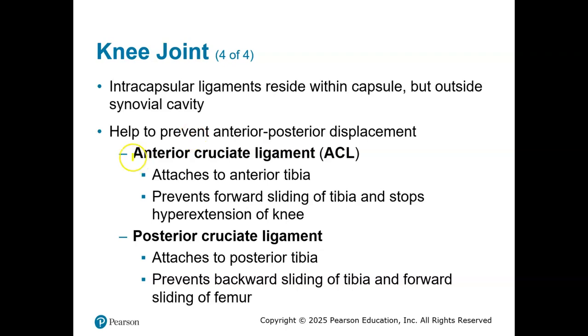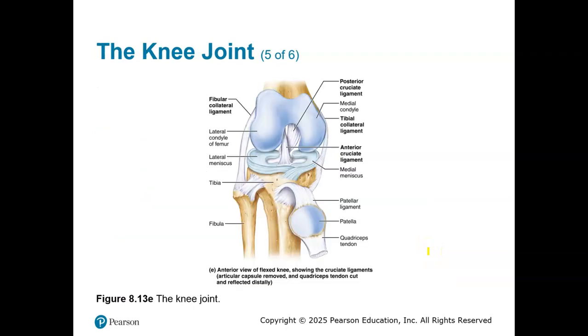The ACL, the anterior cruciate ligament, actually functions to prevent forward sliding of the tibia and hyperextension of the knee. It stops hyperextension of the knee. And the PCL or posterior cruciate ligament, where the ACL prevents forward sliding of the tibia, the PCL prevents backward sliding.